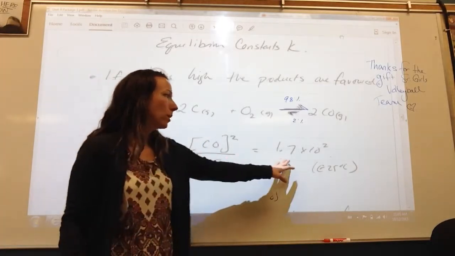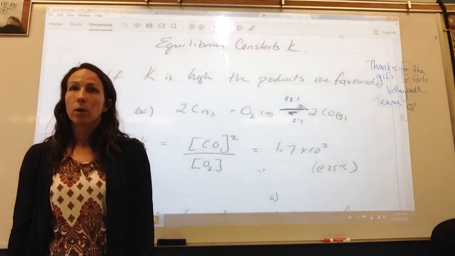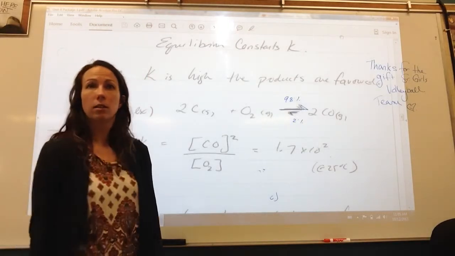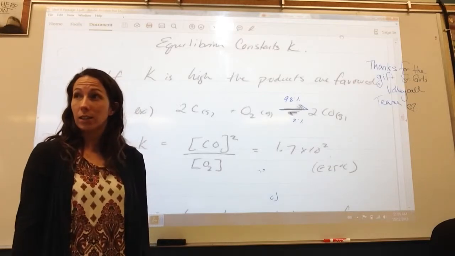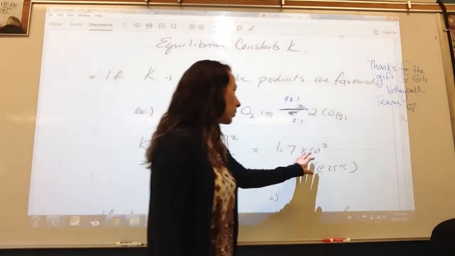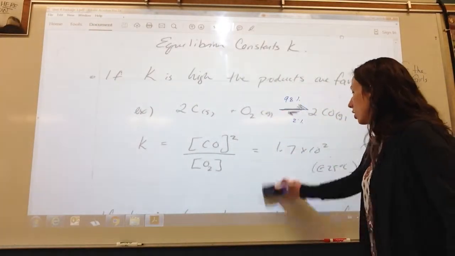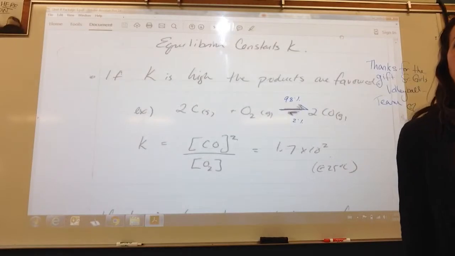So what's a big number? Well, here's a big number. 1.7 times 10 to the power of 2. So that's 170. Yes, everybody? Okay, you have to be okay with this scientific notation. 170 is a large number for a K value.